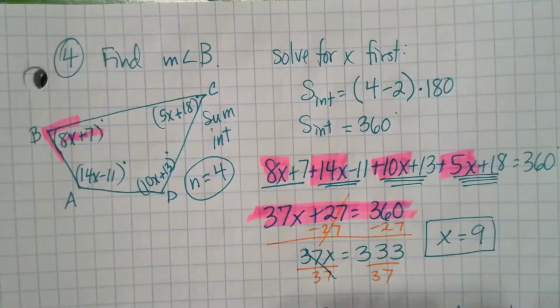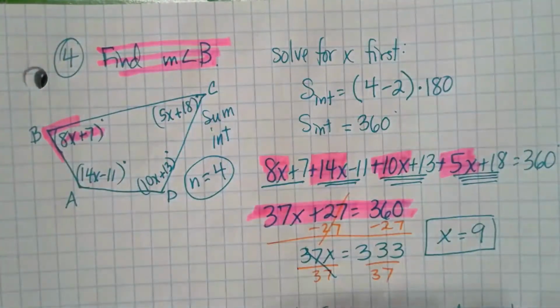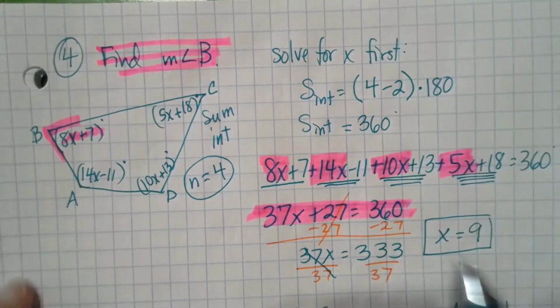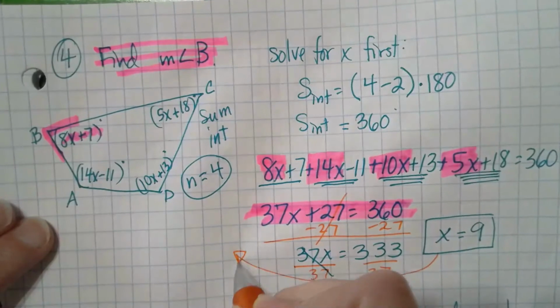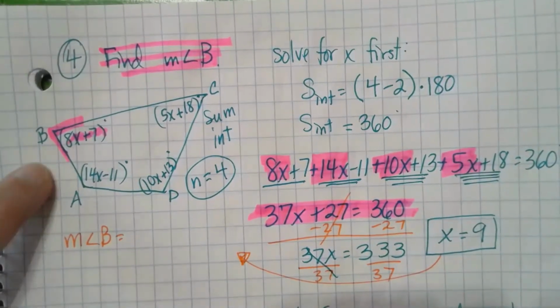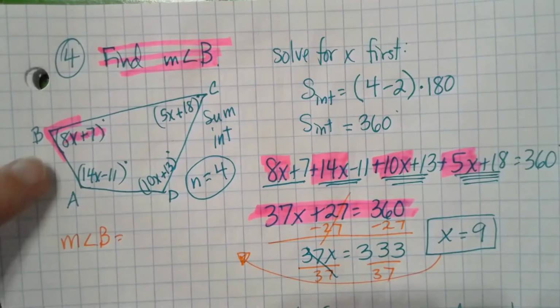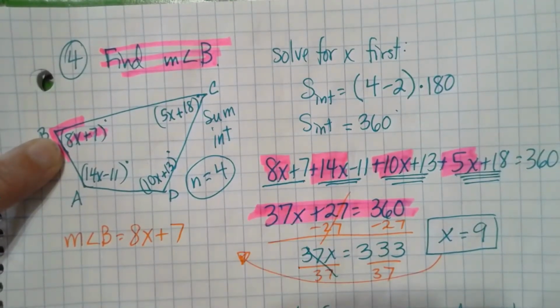We're awesome. And then we get it wrong because it doesn't say solve for x. It says find the measure of angle B. So now that I know x is 9, I'm going to go back. I'm going to do it over here because I'm running out of room. The measure of angle B. What do we know in our picture about the measure of angle B? It is 8x plus 7.